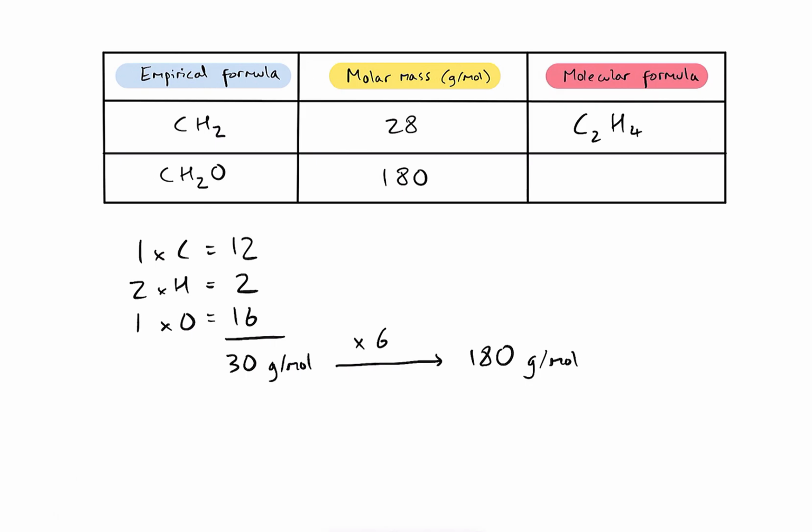So I'm simply going to multiply the number of each atom by 6. That's going to give me C6H12O6. And if you do a bit of biology at some point, you might recognise that as the molecular formula of glucose. And that's pretty much it for this video. Hopefully it was of some help.